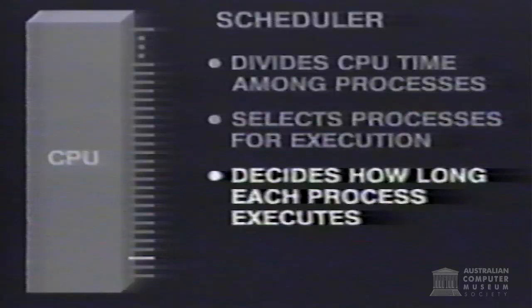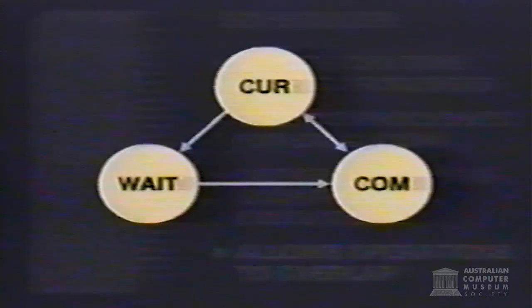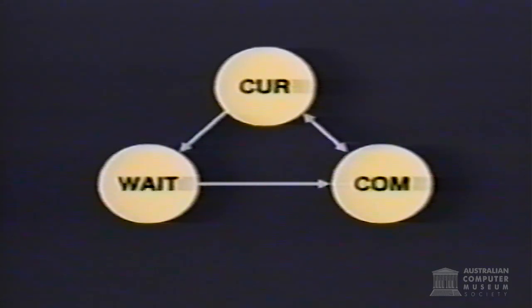To optimize the use of the CPU, the scheduler allows compute and I/O operations to overlap. For example, if a process must wait for an I/O completion, another process is allowed to run. Now, let's see how the VMS scheduler performs these functions. To understand how processes are scheduled, let's recall the three-state model presented in Unit 1.